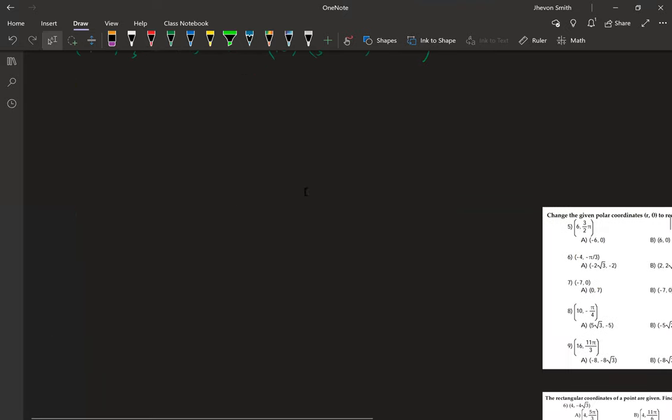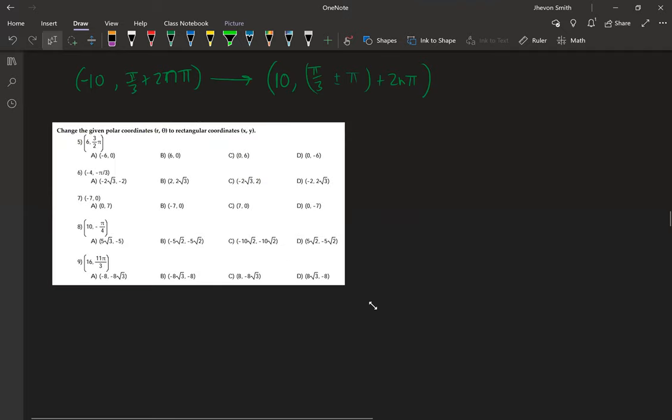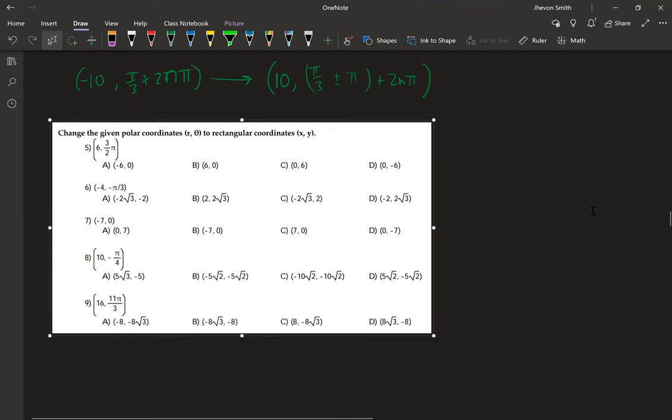Let's see. Okay, so we have a bunch of questions in one here. So this one is for problem 5. So let's look at problem 5. Change the given polar coordinates to rectangular coordinates. So all of these, the answer choices, the answers are polar coordinates, but switch to rectangular.